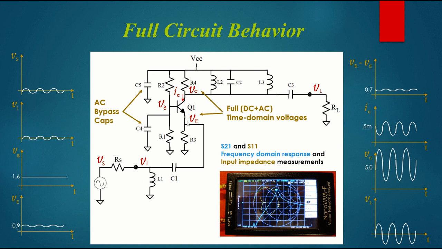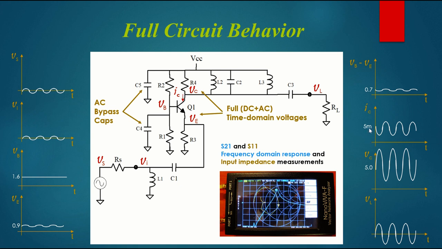This is on the emitter, 0.9 volt bias. Remember, there's 1.6 on the base, as shown here in this graph, a constant 1.6. C4 helps make it a constant. That's called an AC bypass capacitor. So you've got to have that to make it constant. And if you take the difference between the base and the emitter, you get the graph in the upper right. And that's basically 0.7 that moves up and down. And that's the varying voltage across this junction that creates the varying current.